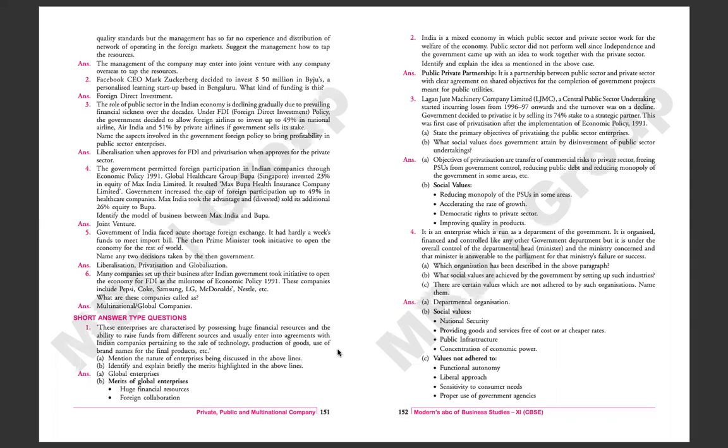It resulted. That means the partnership actually had some crux. That means it resulted into a different name, that is Max Bupa Health Insurance Company Limited. We know that two companies are coming together and they are forming a new company, which is referred to as Max Bupa Health Insurance Company Limited. Right, so that is the reason it is a joint venture.